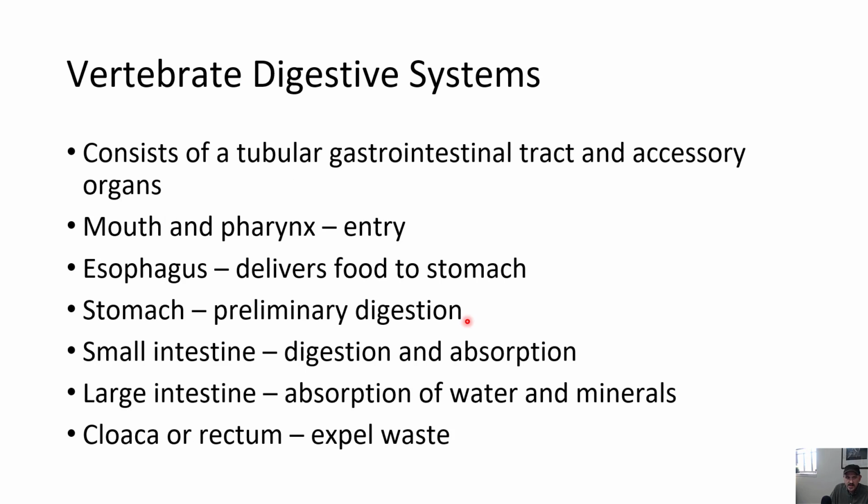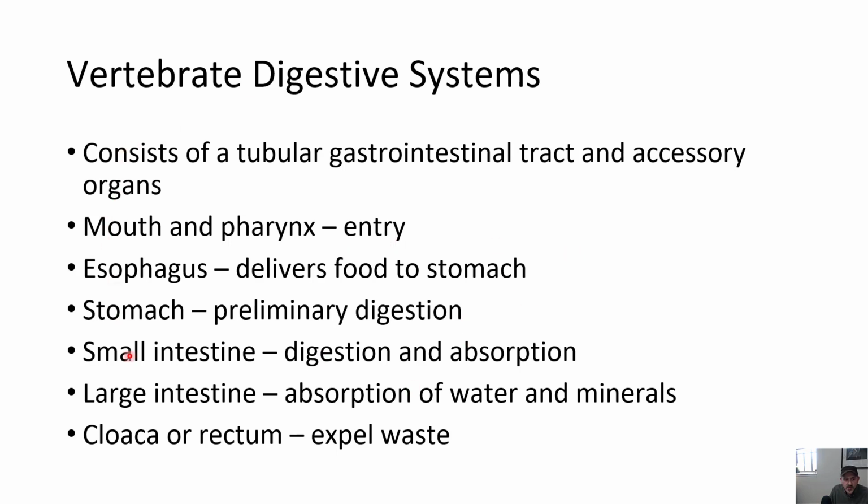I'm not going to go over all these in detail on this slide, but here are some of the major digestive structures. The mouth and pharynx are the entry point. The pharynx is the beginning of the throat. Then the esophagus, stomach, small intestine, large intestine, and then the rectum or cloaca. A cloaca is a common exit point for solid and liquid wastes and reproduction that we see in birds sometimes.